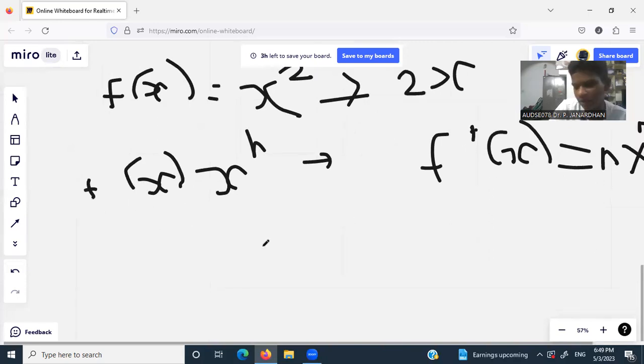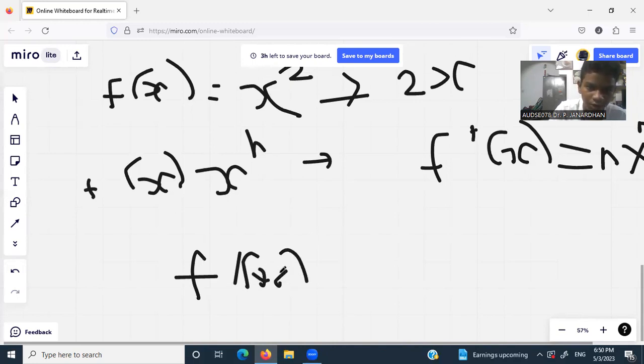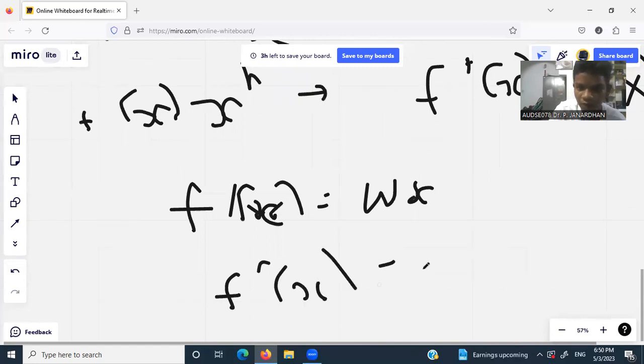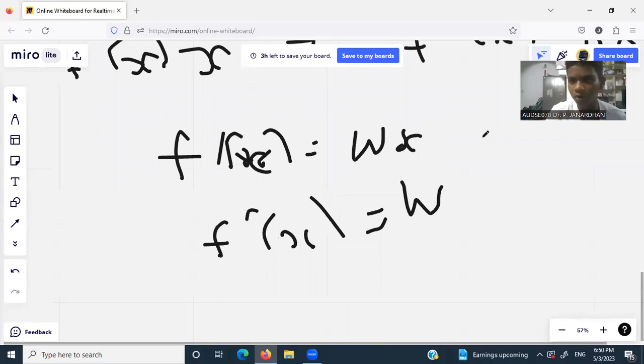And then the next rule. Let's say you have a function f of x equal to wx. Then the derivative of f of x equals w, because the change will be w. The rise over run is equal to w. So here we are just going to get the coefficient of x.